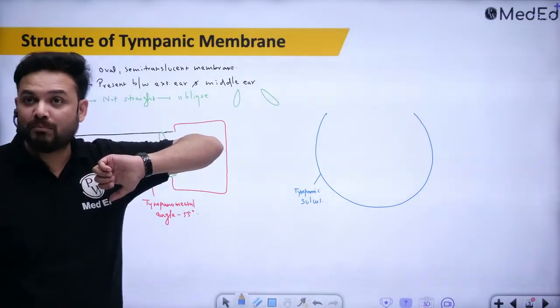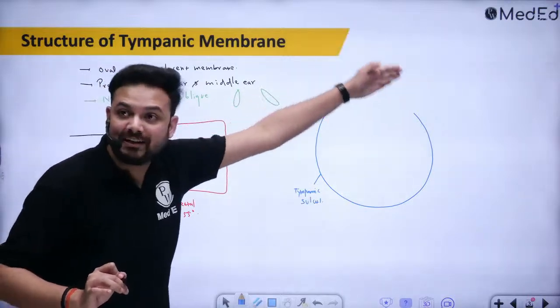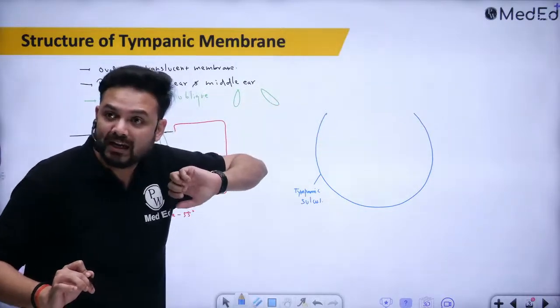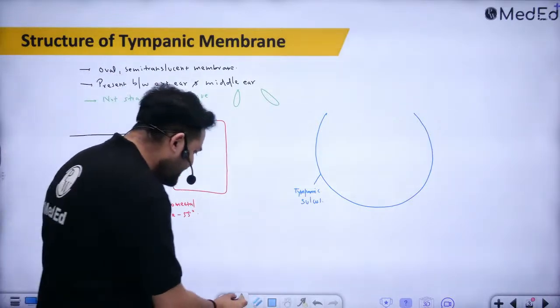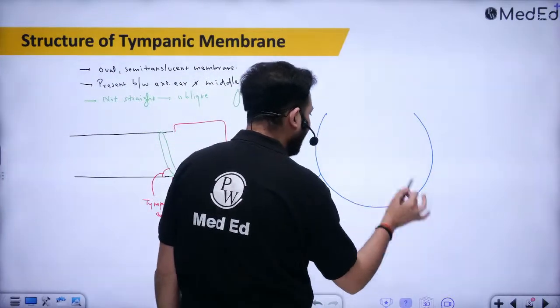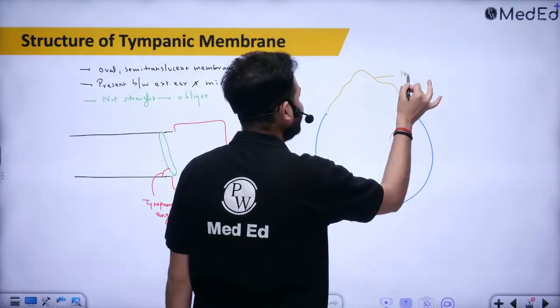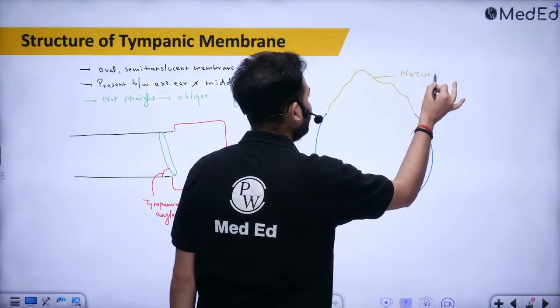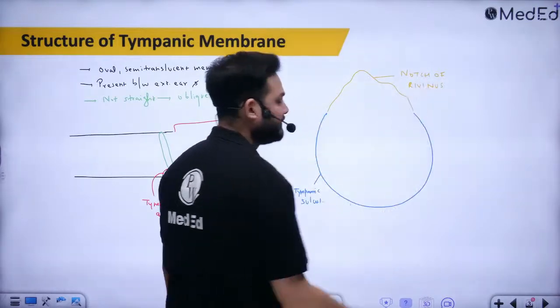Okay, this is a very important thing that you should know, that my tympanic sulcus is deficient, यानी ये बना नहीं होता है superiorly. और जब ये नहीं बना होता है superiorly, so it forms a notch. And this notch, which is formed above, is like a triangle. And this notch is called as notch of Rivinus.